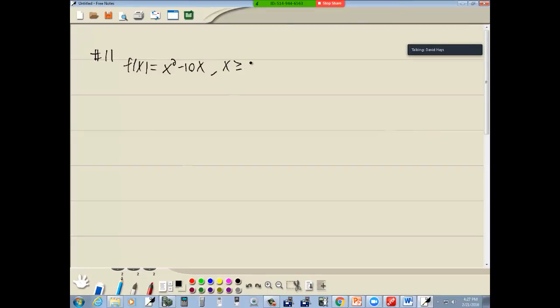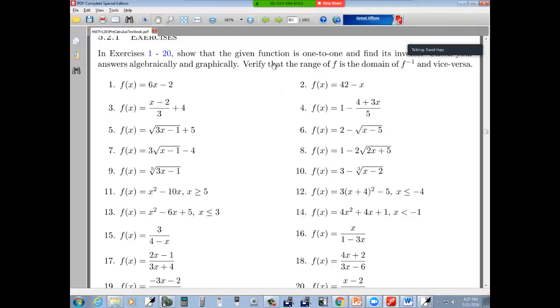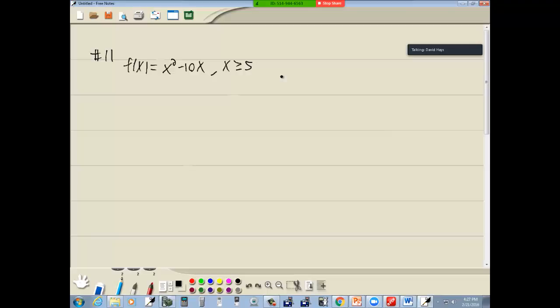And x is greater than or equal to 5. Okay. Now, they say show that the given function is 1 to 1. We're going to need the graph eventually anyway, and the graph actually shows it.